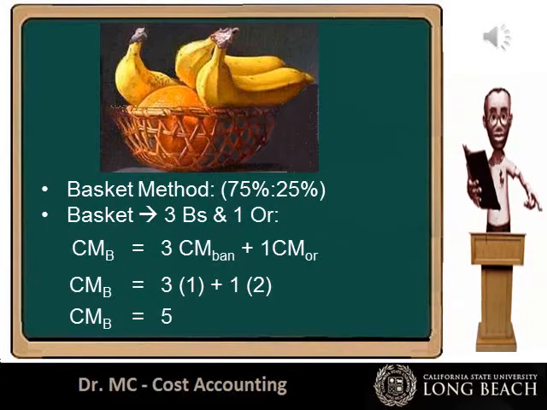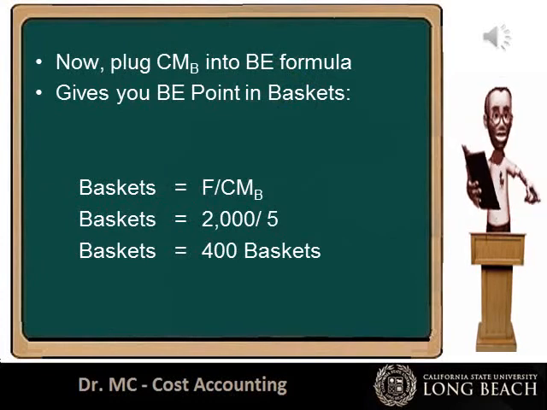Now that you have the contribution margin for your basket, plug that figure into Formula A. With Formula A, you know that the number of baskets that your firm needs to produce and sell in order to break even is equal to your fixed costs of $2,000 divided by the contribution margin per basket of $5, which gives you 400 baskets.